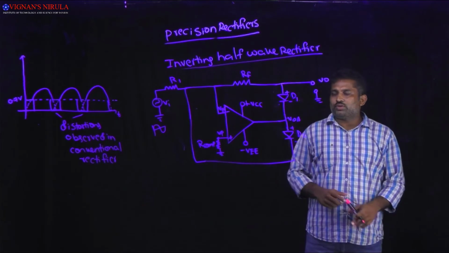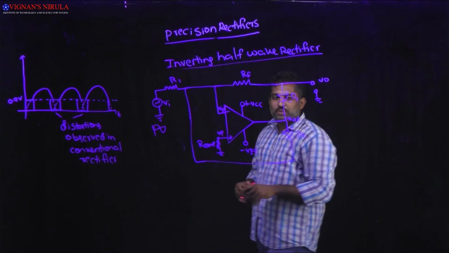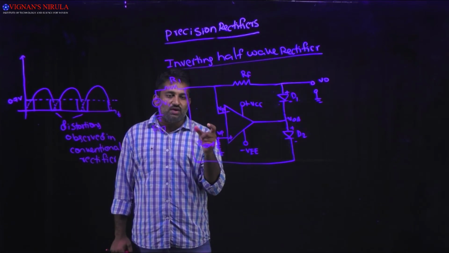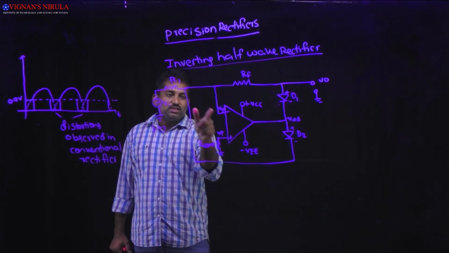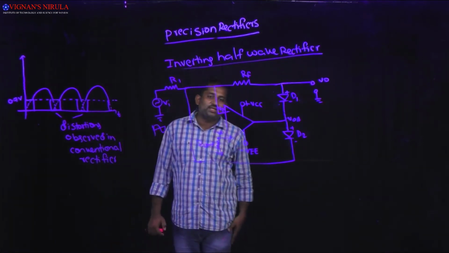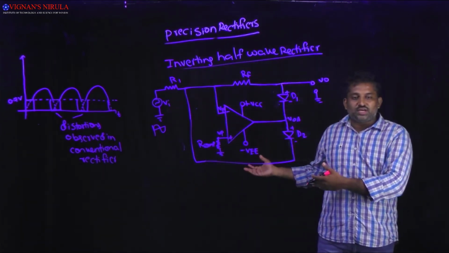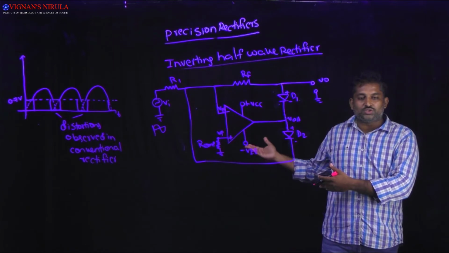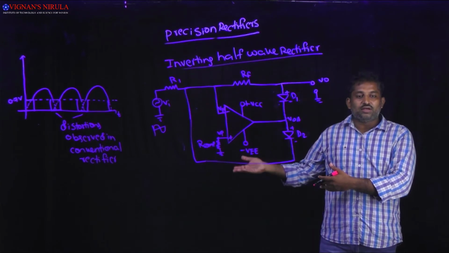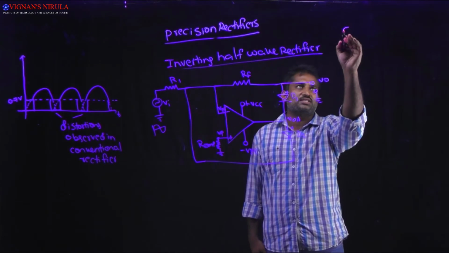Now we are going to discuss the inverting half wave rectifier. This circuit is explained as an inverting half wave rectifier. How can you treat it as an inverting half wave rectifier? Because in this case you are applying the input at the inverting terminal. Like what we have seen in the previous cases, the positive half wave precision rectifier and the negative half wave precision rectifier, here also we are going to consider two cases. What are they?